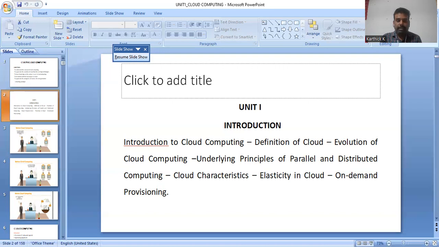Now we will see the types of services. The major deployment models are public cloud, private cloud, community cloud, and hybrid cloud. The public cloud allows systems and services to be easily accessible to the general public. Public cloud may be less secure because of its openness.